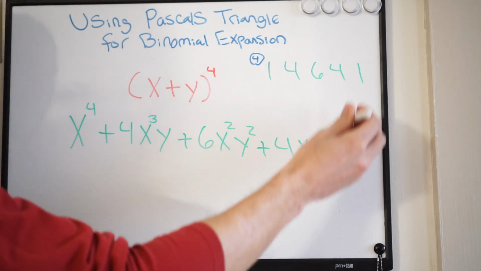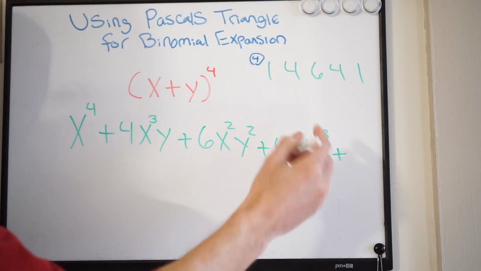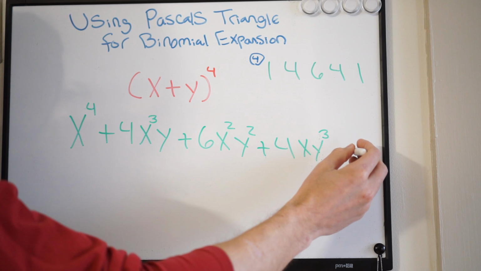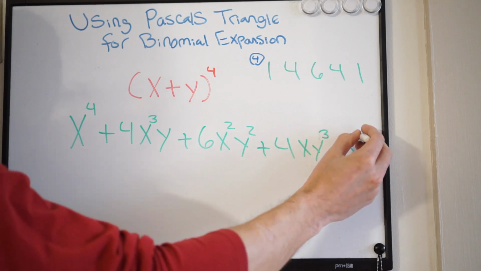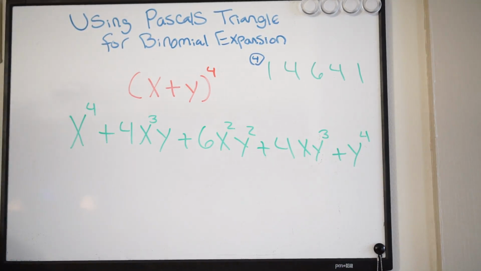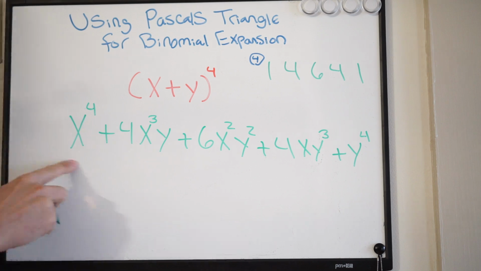Alright, and the last one is 1. So we're going to lose the x entirely, and this just becomes y to the 4th. And you see how simple that was rather than multiplying it all out. Alright, this would be your answer right here. We just expanded it. Alright, so Pascal's triangle is very powerful. So it's good to have that knowledge. You can kind of fall back on that when you're dealing with binomial expansion.